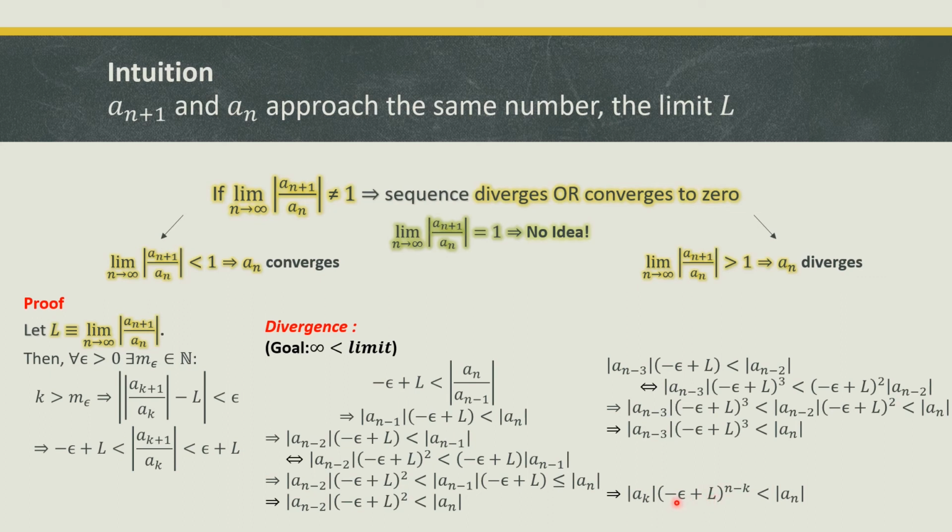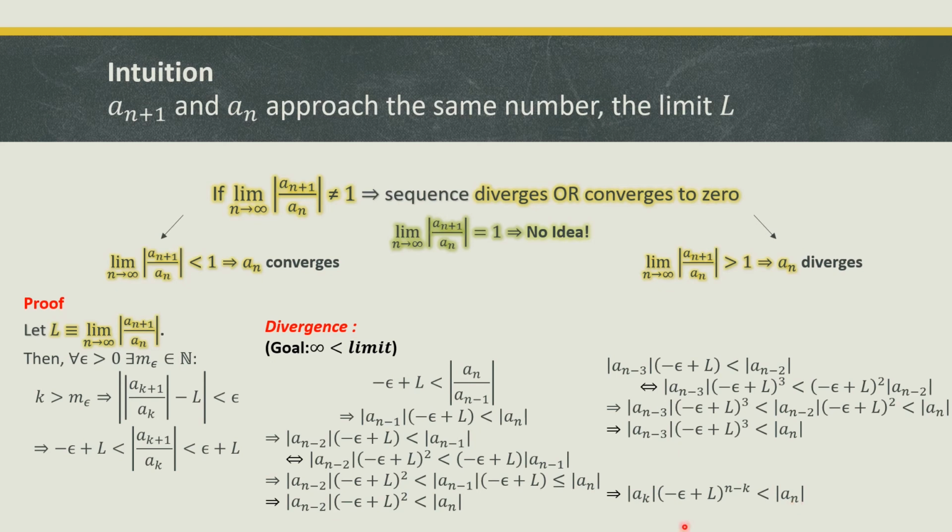Now let's think about epsilon. If epsilon is chosen such that this expression here is less than 1, what we get is that the limit here is just 0. So we just know that a sub n is greater than 0. But it doesn't tell us anything else. It's true, but it doesn't tell us anything else. It doesn't tell us that it diverges.